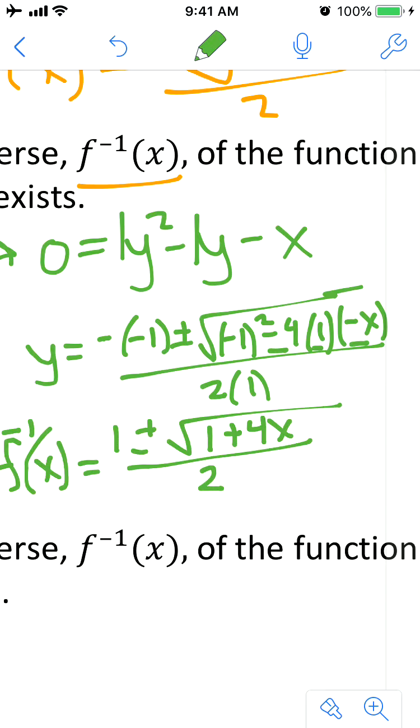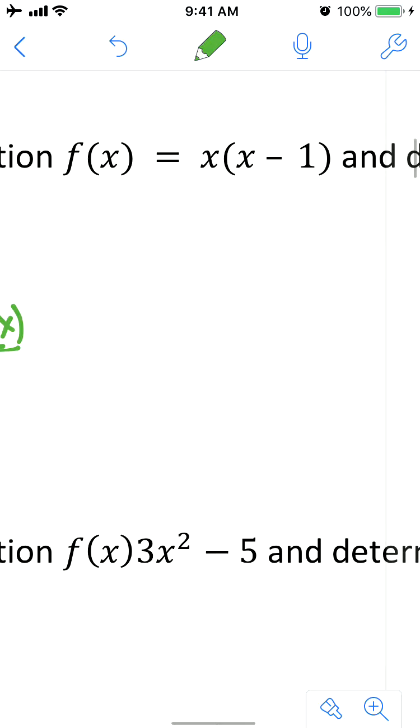These things might not be pretty. Are they difficult to find? Not really. You just switch x and y and you do a little maneuvering. Are they pretty? Most often not. You can get some pretty crazy looking inverses, but that's okay. Nobody cares. You just care that you switched x and y and you solved it. You found the inverse. You simplified it as much as you could. The other thing you have to do is consider the domain and range.